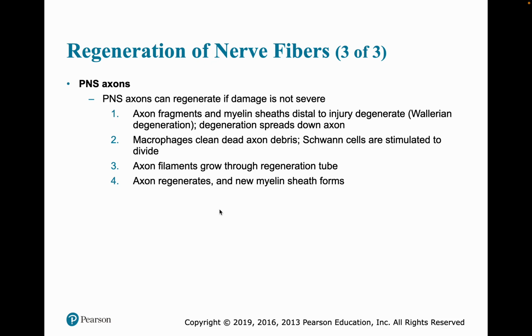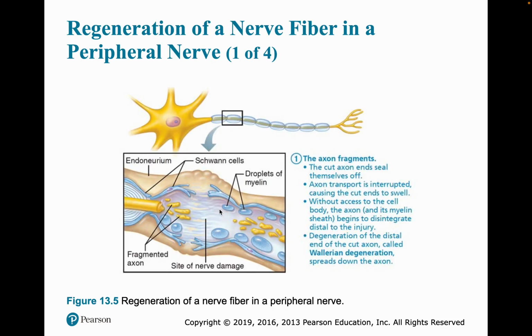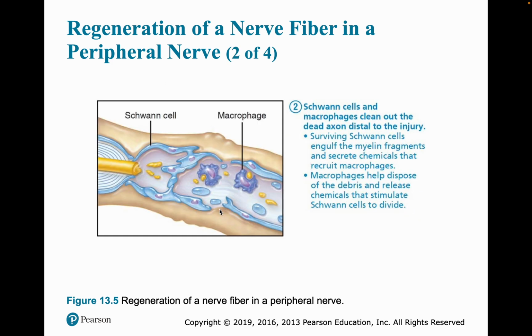Axon fragments and myelin sheath distal to the injury will degenerate. This is known as Wallerian degeneration. That degeneration will spread down the axon. At that point, macrophages come in and clean the dead axon debris. Schwann cells would be stimulated to divide, and the axon filaments would grow through that regeneration tube. As the axon regenerates, the new myelin sheath would form. And figure 13.5 walks you through those steps.